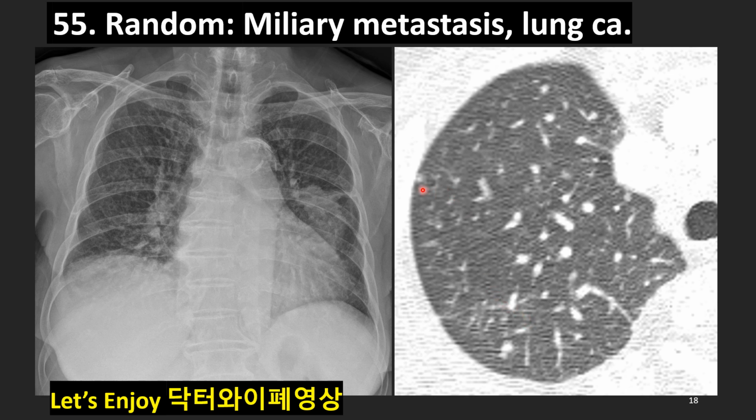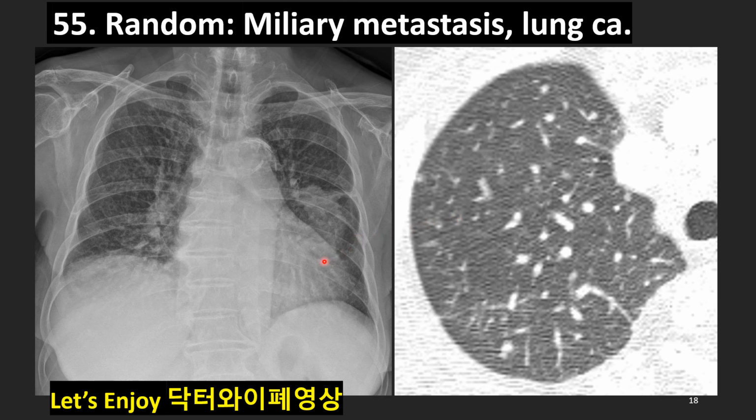Do we see any pleural nodules? Yes, here it is. And do we see other nodules? Yes, scattered everywhere. Some are larger, some are smaller, and in general, bigger than the miliary tuberculosis. Actually, these are hematogenous metastases. The nodules, micronodules, are bigger and more variable in size than miliary tuberculosis.